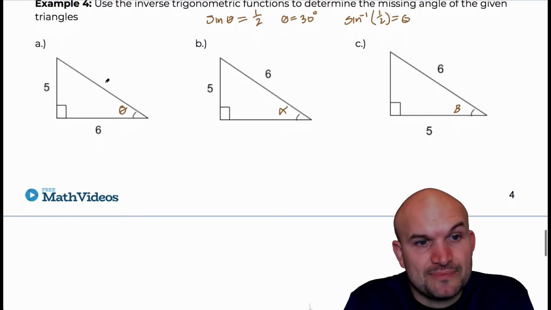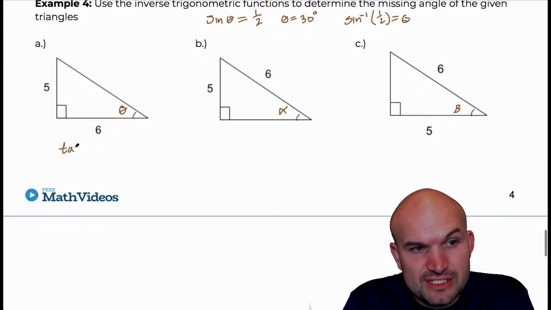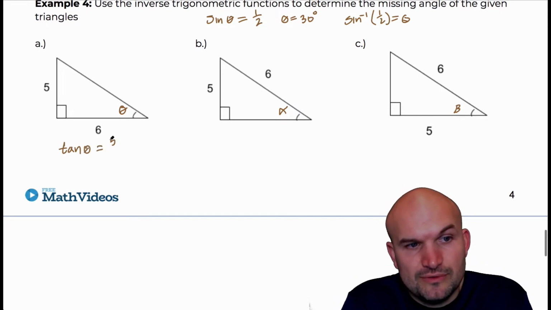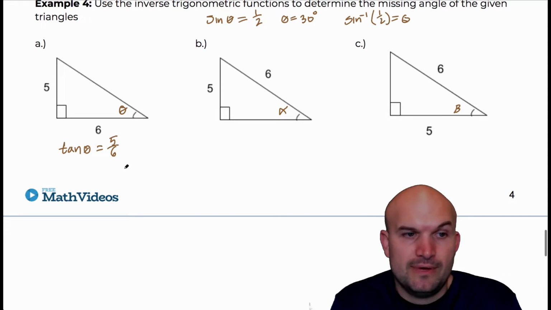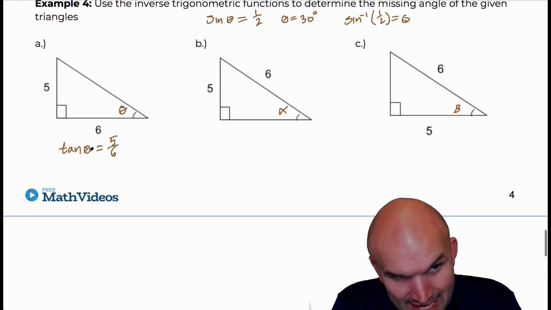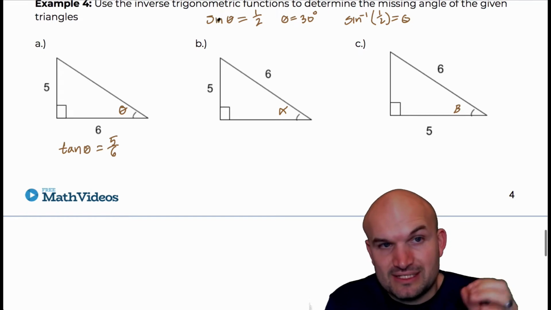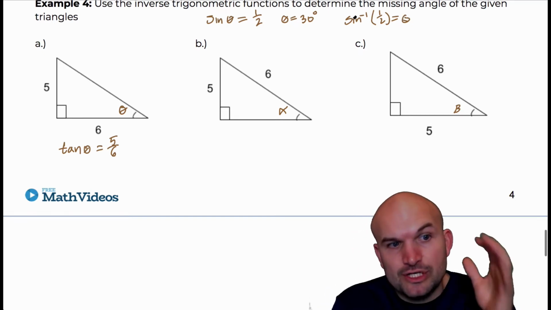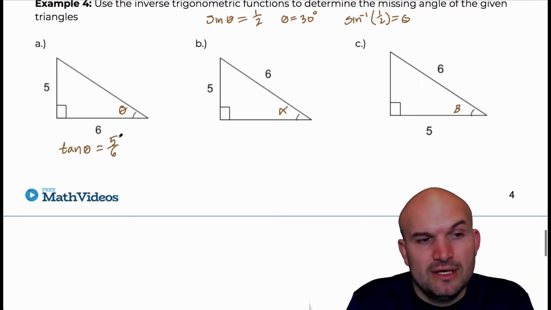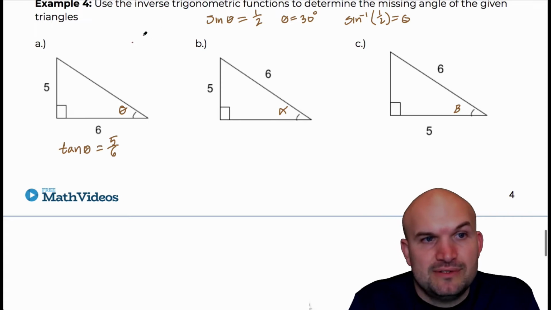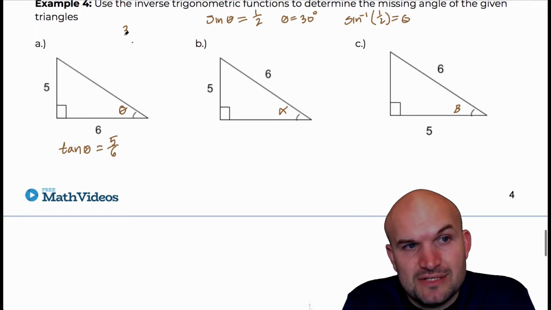So we can say tangent of our angle theta is equal to 5/6, right? But now, if we need to figure out what theta is, like with sine of theta equals 1/2, well, if we want to solve for theta, then we're going to use the inverse trigonometric function. So you could take the inverse on both sides, and that's one thing we talked about at the beginning of this class.